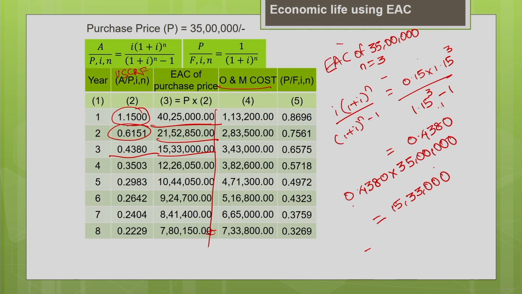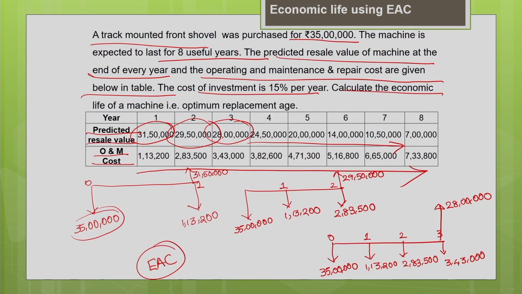So, now how to find the equivalent annual cost? Let us go back to the cash flow diagram. So, this 1,13,200 is operating and maintenance cost at the end of year 1. Now, you convert it into t equal to 0. How to convert it into t equal to 0? Find the present worth of 1,13,200. So, that is the first step.